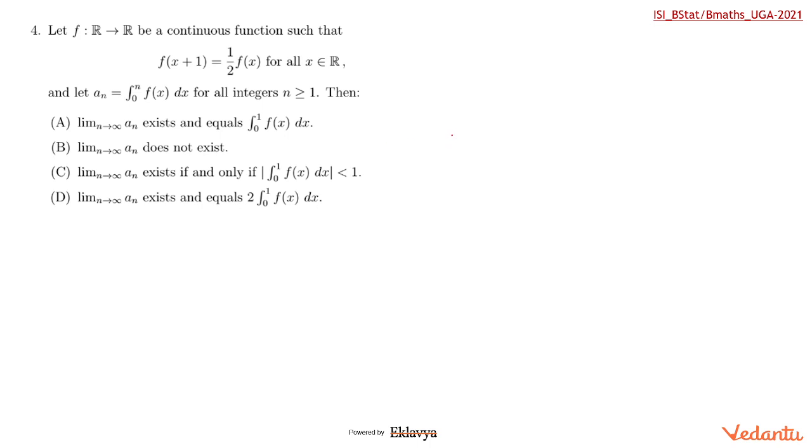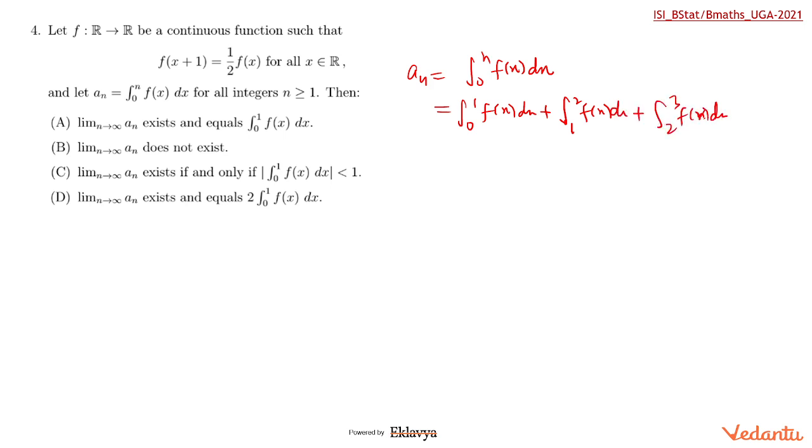Let f: R to R be a continuous function such that f of x plus 1 is equal to half of f of x for all x belonging to R, and let a_n be the integral from 0 to n of f(x) dx for all integers n greater than or equal to 1. Then, this a_n can be expressed as the integral from 0 to n of f(x) dx, so we can write it as the integral 0 to 1 of f(x) dx plus 1 to 2 of f(x) dx plus 2 to 3 of f(x) dx and so on.